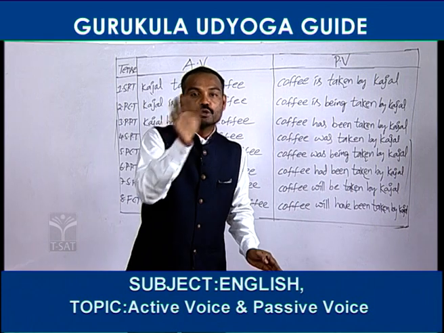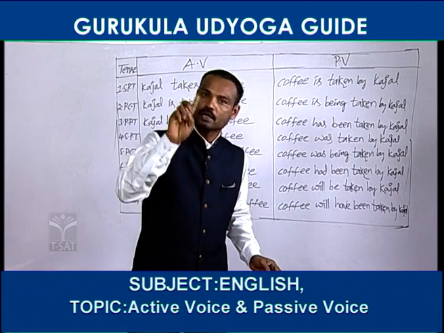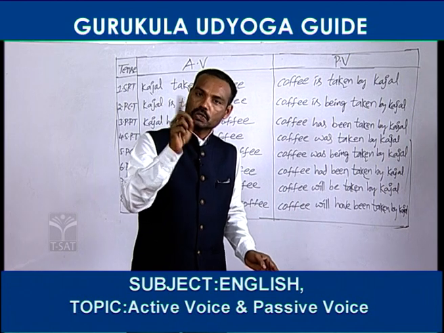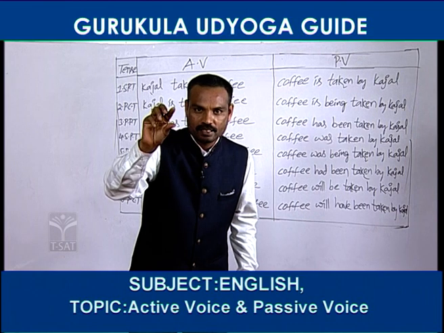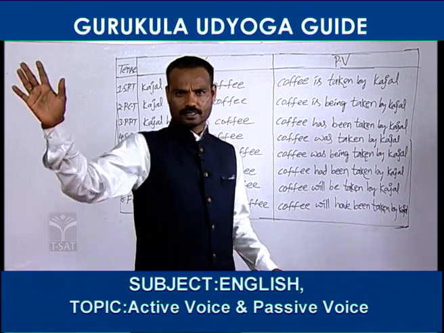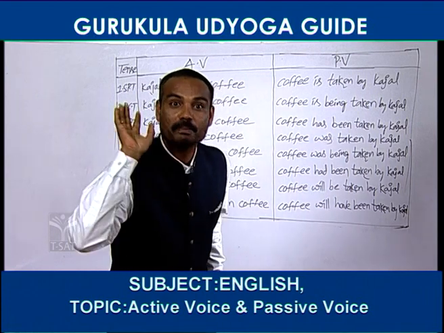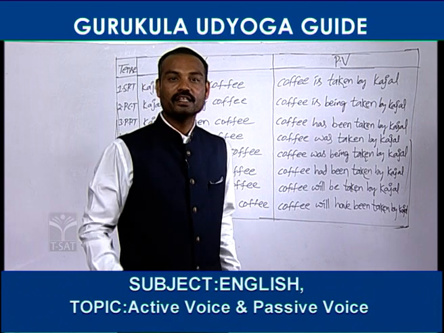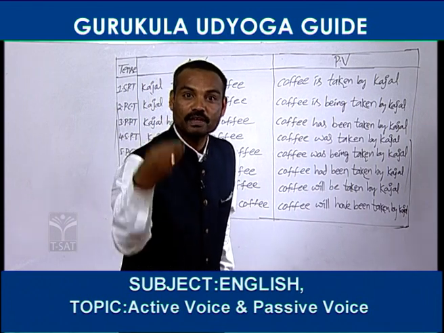Whenever you find modal verbs in the active voice, like shall, should, will, would, can, could, may, might, must, that modal verb should be written as it is. After writing that modal verb as it is, "be" should be written. For example, in the active voice, they have given "will". In the passive voice, you write "will be".